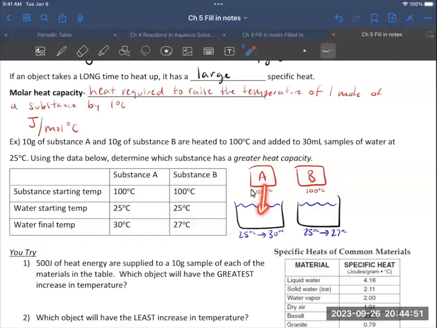If I put substance A in here, we saw this temperature change. Substance B entered here, we saw this temperature change. Which one has the greater heat capacity? I hope that you selected substance A.